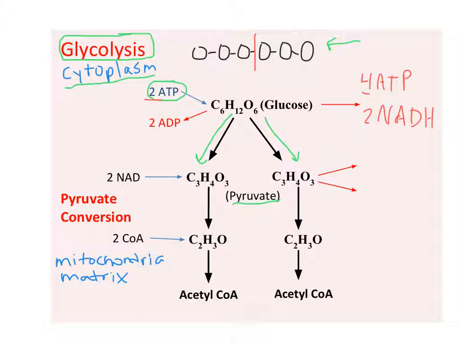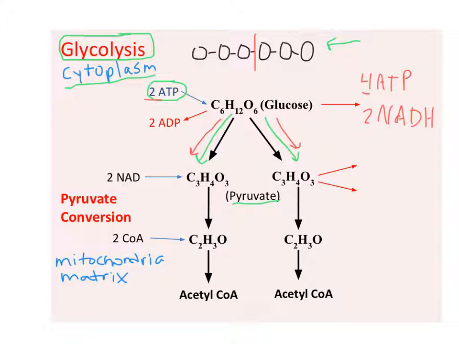So in glycolysis, it happens in the cytoplasm. The glucose sugar is broken into 2 pyruvates, so it's no longer C6H12O6. It is now 2 pyruvates of C3H4O3. Now, obviously, when you break the 6-carbon sugar in half, it makes sense that you get C3. It also makes sense that you get O3.